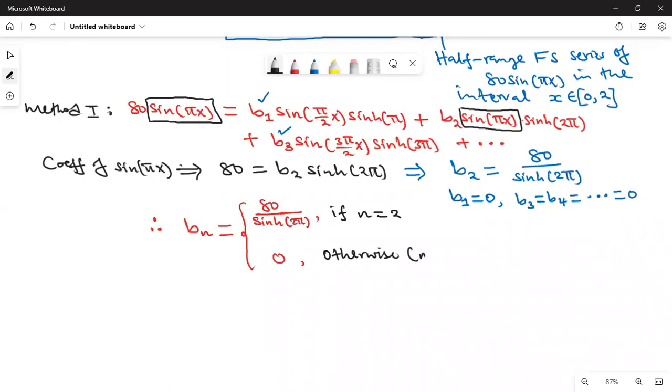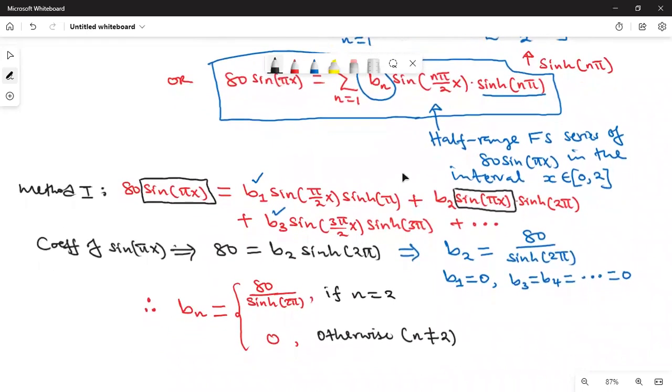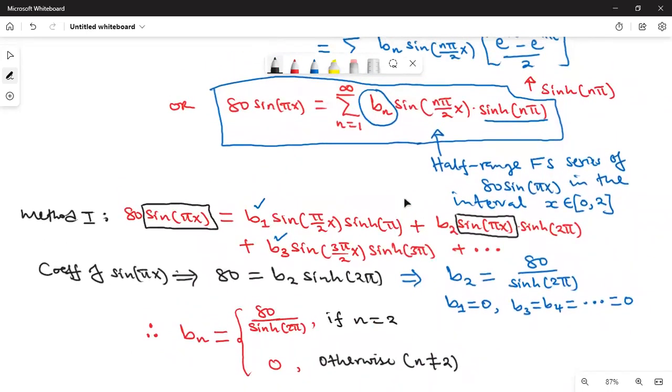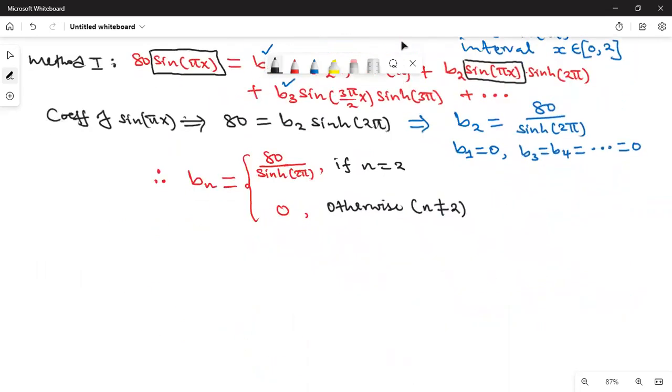That means when n is not equal to 2. That's how to find the Fourier coefficient using the first method. Another method is when you use the integration. So you see, I told you this is a half-range Fourier sine series expansion of 80 sine pi x over the interval 0 to 2. So method 2 is this one.